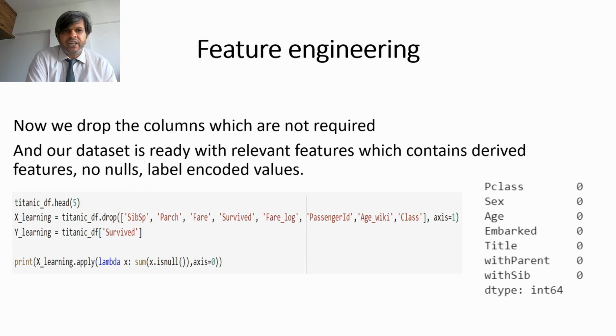Now since we have taken care of most of the columns which we have been using so far, to finally prepare a data set for training, we simply drop the columns which are not required, and our data set is ready with the relevant features, which contain derived features, no null values, label encoded values, and ready for modeling. So that is the end state of feature engineering.